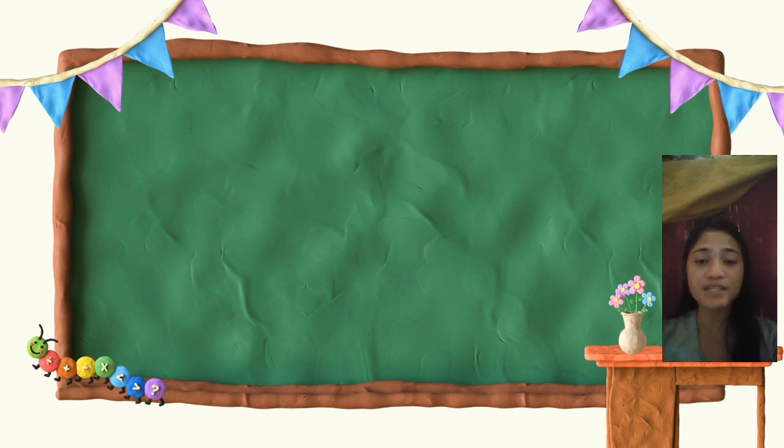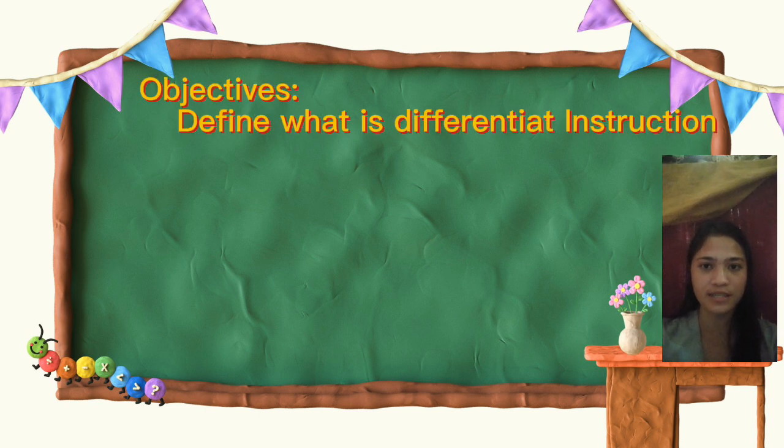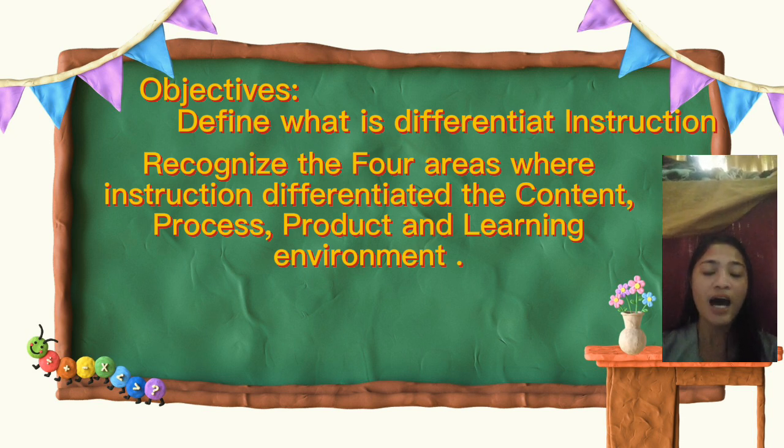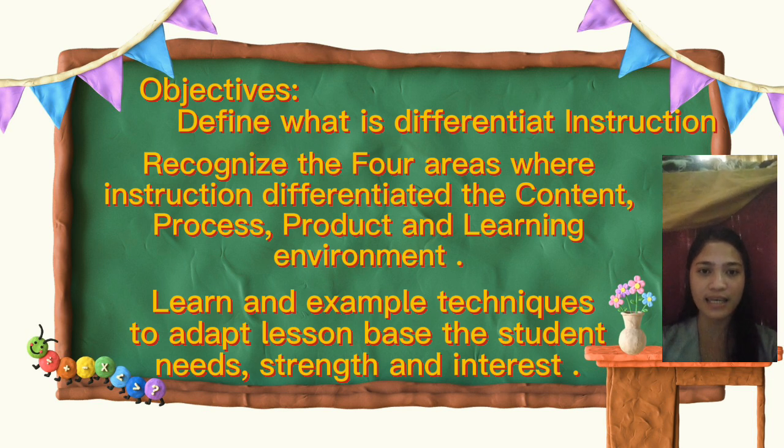But before we start our topic, let us know the objectives. Define what differentiated instruction is. Recognize the four areas where instruction can be differentiated: the content, process, product, and the learning environment, and learn examples and techniques to adapt lessons based on the students' needs, strengths, and interests.